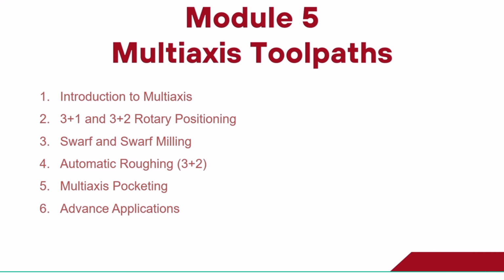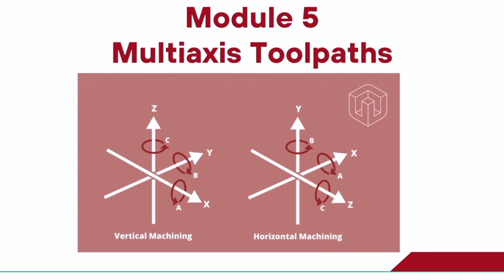Before getting into multi-axis toolpaths, let's get to know how many axes multi-axis contains. Here we have a 3-axis milling machine, and all 3 axes are defined as X, Y, and Z axis. More than 3 axes we call multi-axis, and the rotary axes we define as A, B, and C axis.